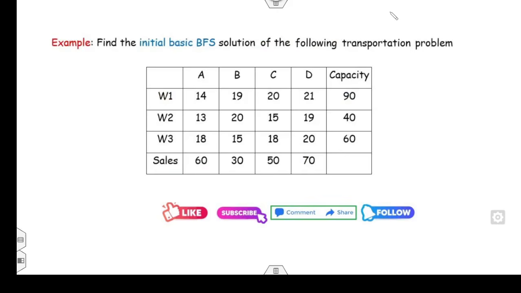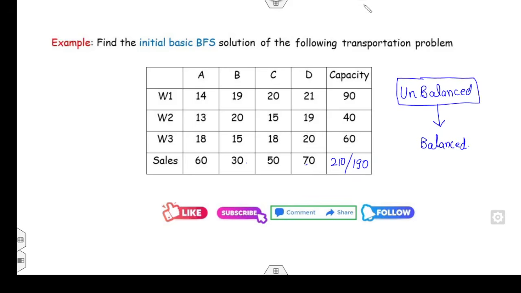Okay, look at this next one. Find the initial basic feasible solution of the transportation problem. Firstly, we will check whether it's balanced or not. Fine. The sum is 190 and the other sum is 210. So that means the problem is an unbalanced problem. Once this is an unbalanced problem, your target is to convert it into a balanced problem.